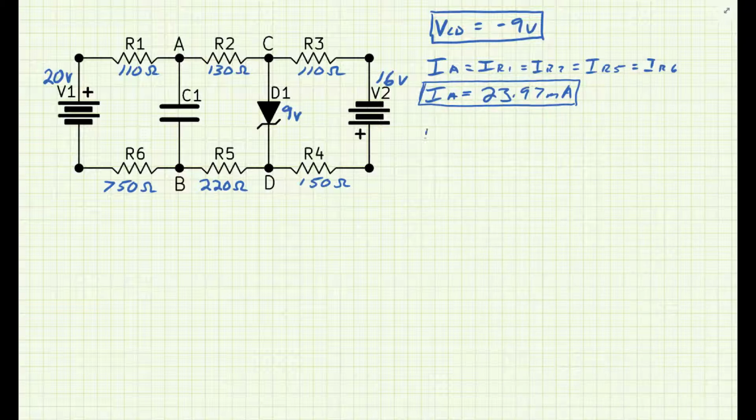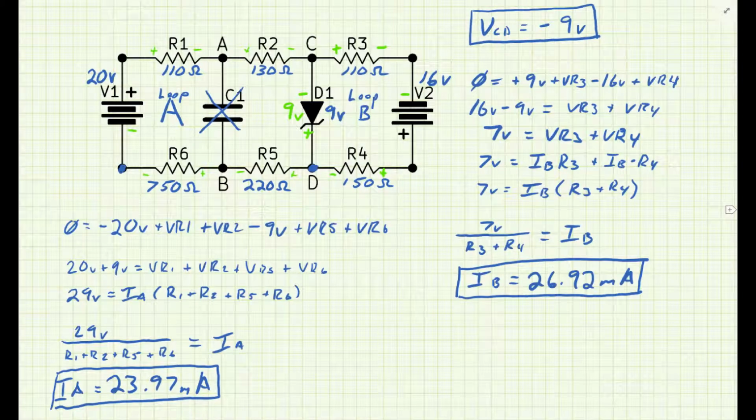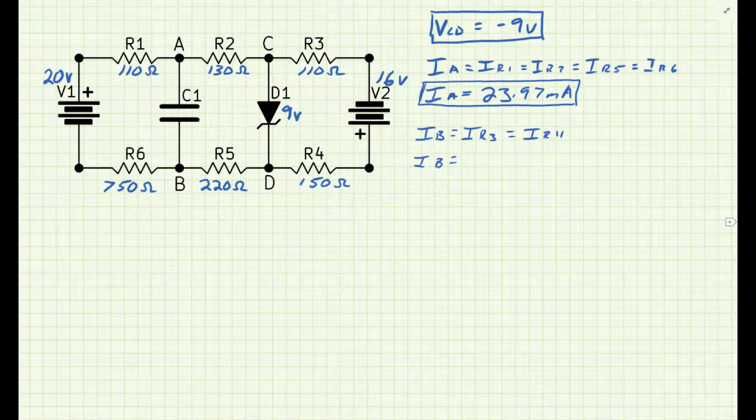Okay, now IB was found, and that's going to be the current of R3, and that's also going to be the current of R4. IB, and let's take a look at that, is 26.92 milliamps.